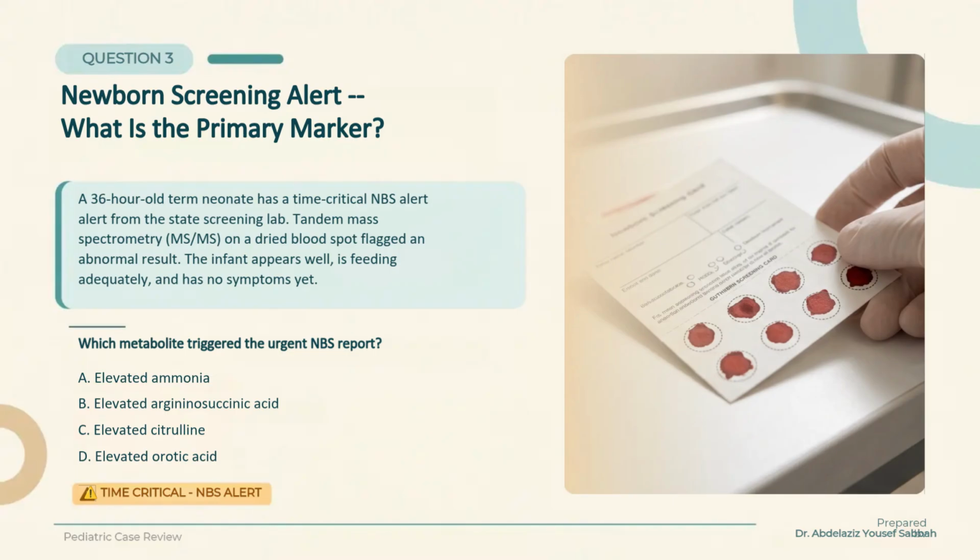pattern. Question 3. A 36-hour-old term neonate has a time-critical newborn screening alert from the state screening laboratory. Tandem mass spectrometry performed on a dried blood spot has flagged an abnormal result. The infant appears well, is feeding adequately, and has no symptoms yet. Which metabolite triggered the urgent newborn screening report? Option A, elevated ammonia. Option B, elevated argininosuccinic acid. Option C, elevated citrulline. Option D, elevated orotic acid. Think about which analyte the screening assay actually measures on the blood spot.